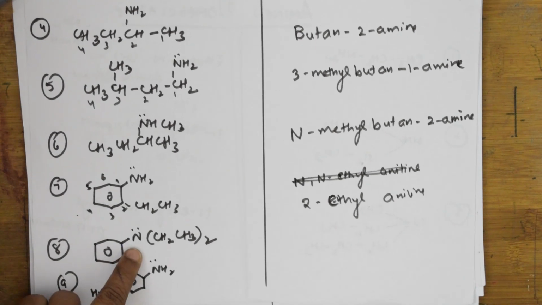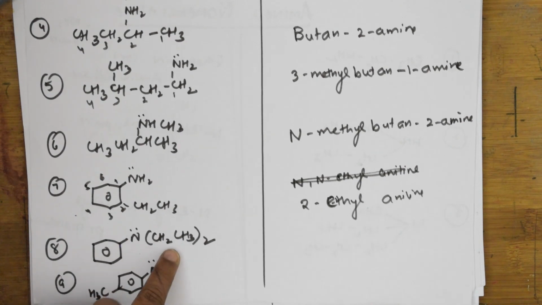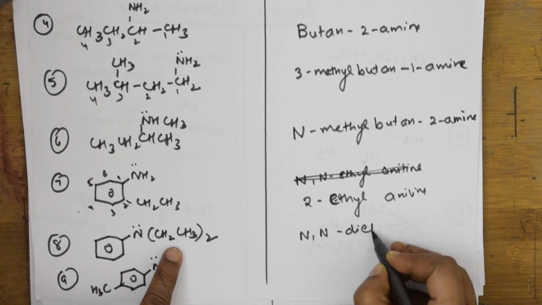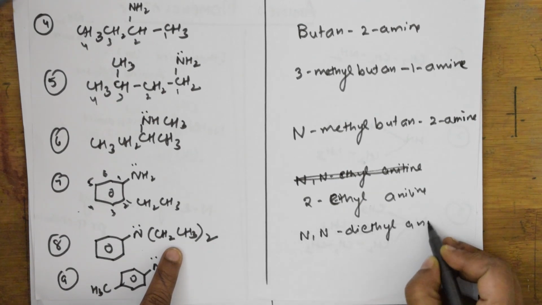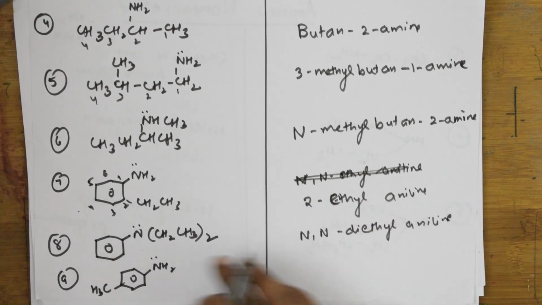Let us come back and name this. Here, this is aniline, but in that aniline, what did you do? They have substituted by 2 ethyl groups. So here it would be N, N-diethyl aniline. Be sorry for the inconvenience here. Diethyl aniline, because 2 groups.